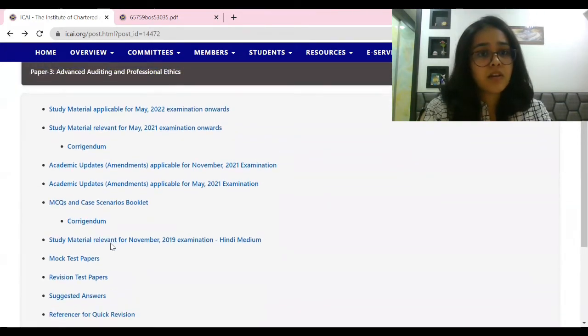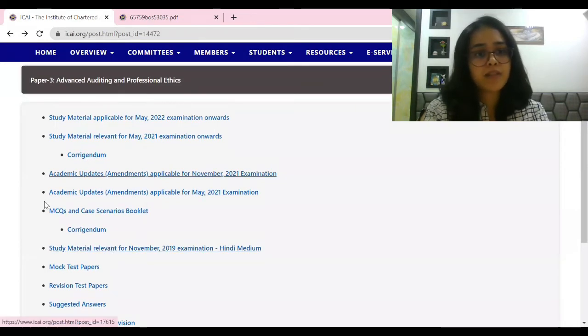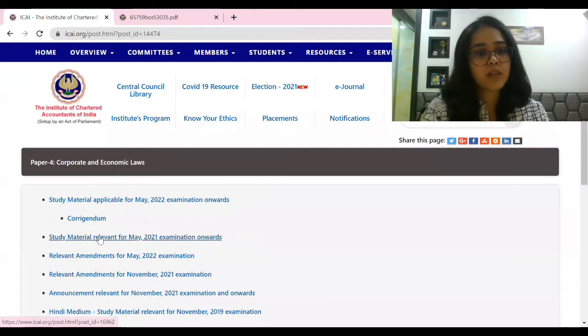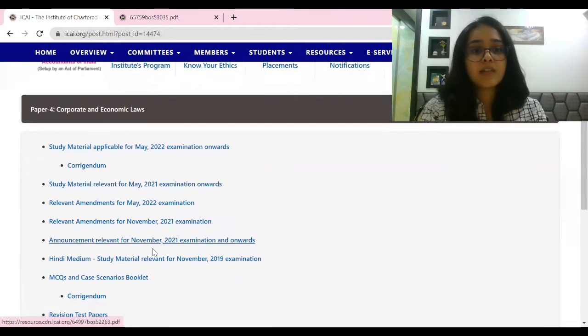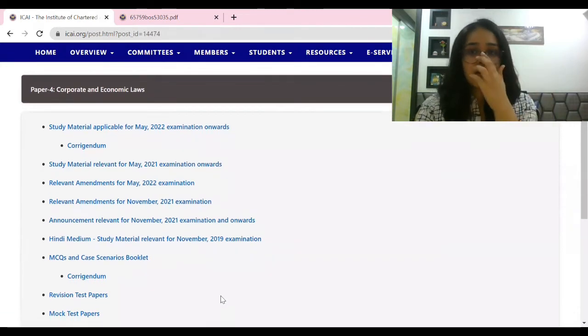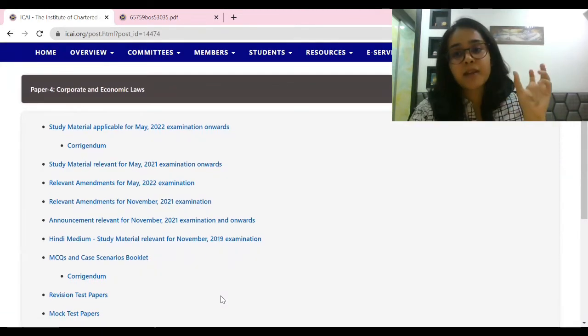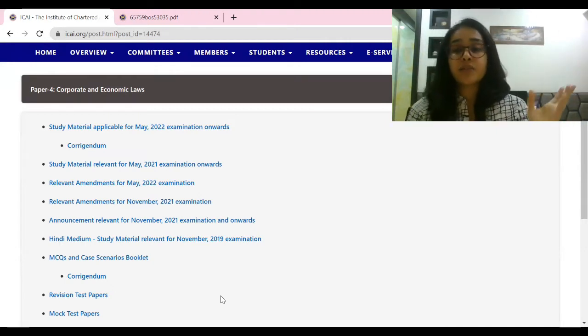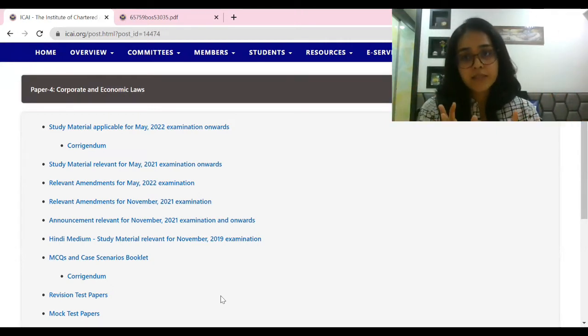Apart from this, all the other points are more or less the same. So we'll skip to the next subject, that is corporate and economic laws. Again, this being law focused, something which is dependent on acts, the subject has a lot of amendments. Generally, ICAI in past years had a trend of putting all the amendments in the RTPs. But of late, the RTPs give reference to the study material only.